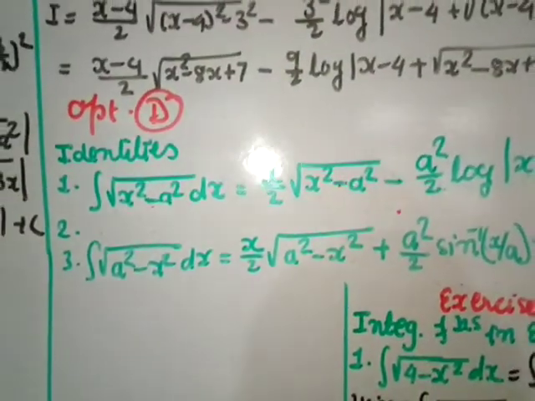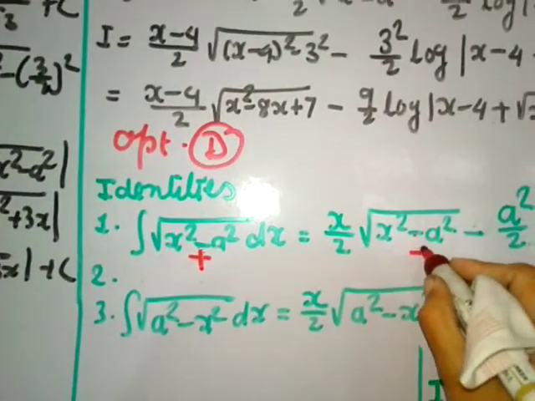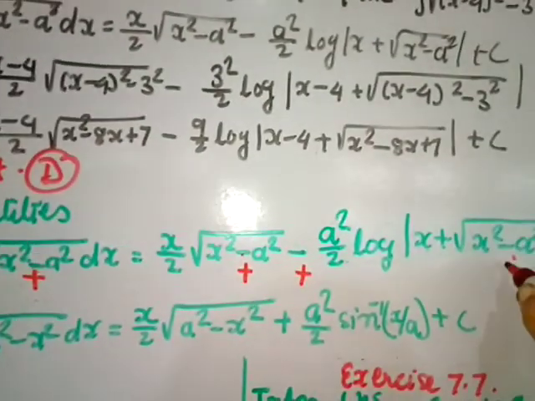The second one is similar, but it is with the positive sign. So wherever it is negative you put positive. So I put plus here. Here negative, so put plus; here negative, put plus; here negative, put plus.